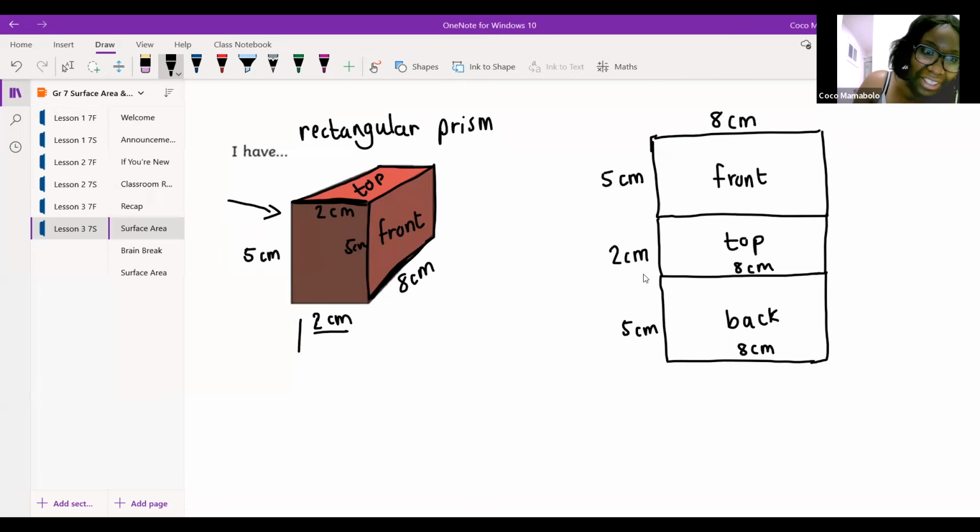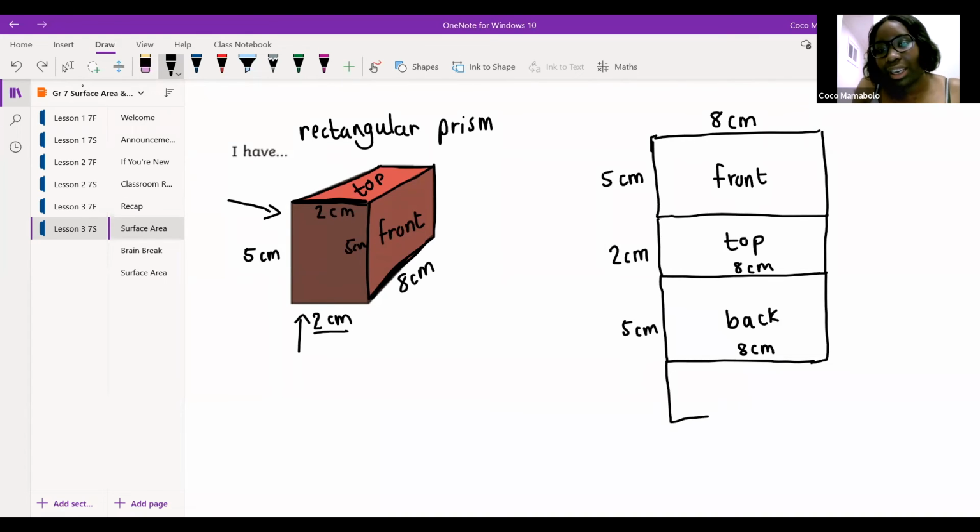Where am I going next? Excellent, Ndine. The bottom. I have to do the bottom. Saisha and Maya, hold on. We're going to get to the sides. I'm just going around my shape first. So we're going to do the bottom next. Which other side looks identical to the bottom? Which side looks exactly like the bottom? The top side. Excellent. The top side looks exactly like the bottom side.